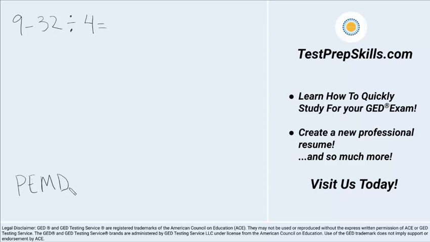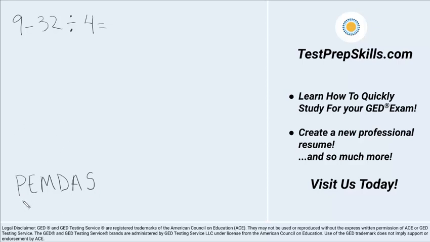Now, what is this? What is PEMDAS? Well, each letter represents a word. So the P represents parentheses or brackets. The E is exponents. The M is multiplication. The D is division. The A is addition. And the S is subtraction. So all this means is moving from left to right.